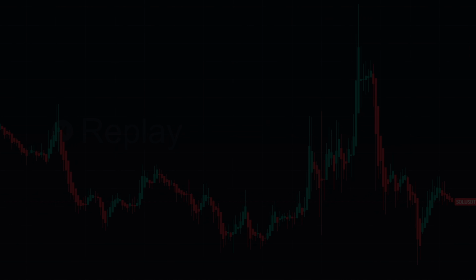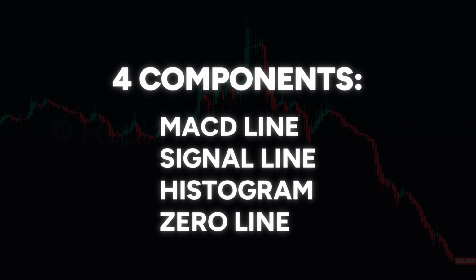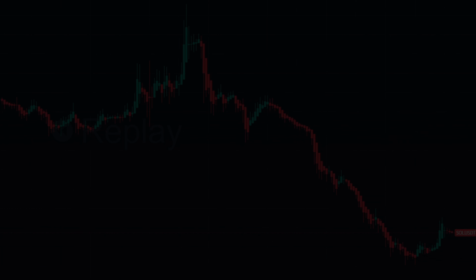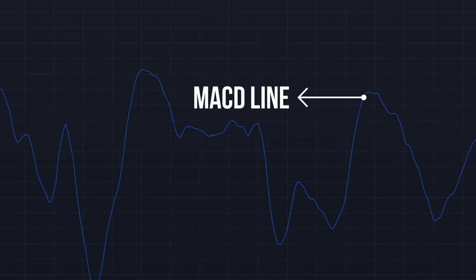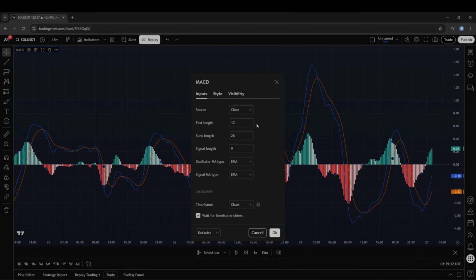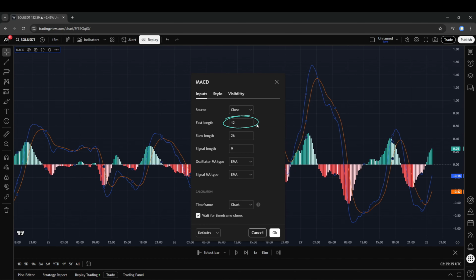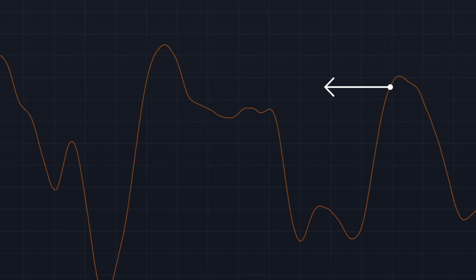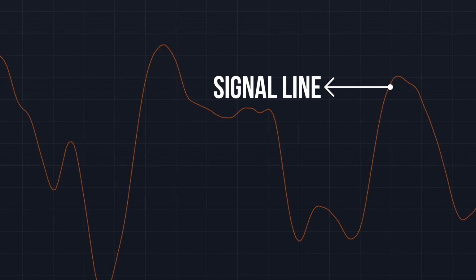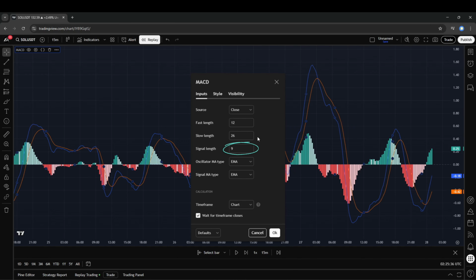Let's get started. The MACD indicator is made up of four main parts. The first component is the MACD line. This line represents the difference between two exponential moving averages, usually the 12-period EMA and the 26-period EMA. The second component is the signal line. This is simply an EMA of the MACD line itself, usually calculated over 9 periods.